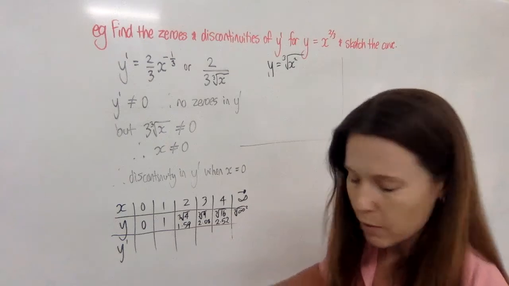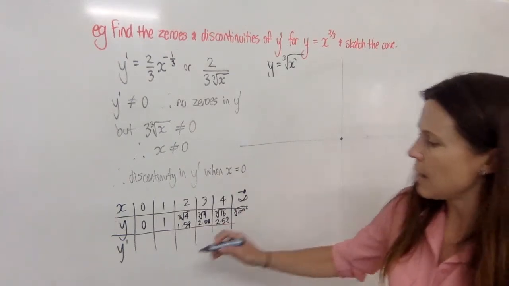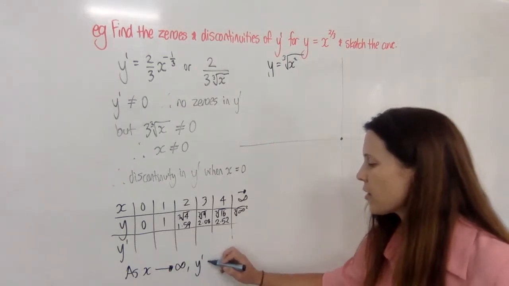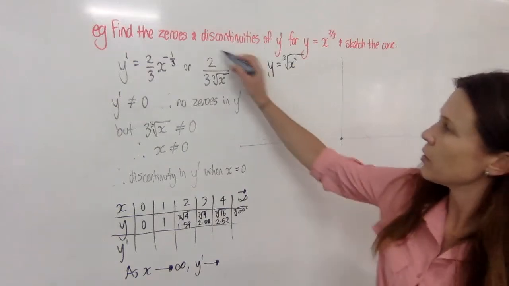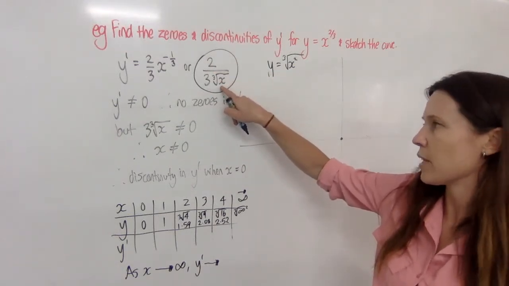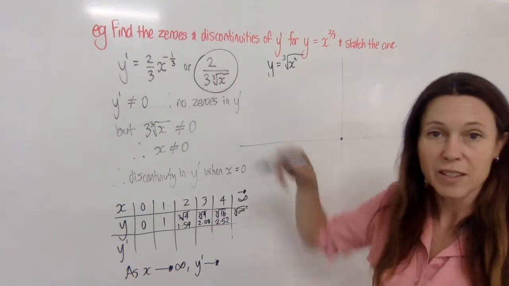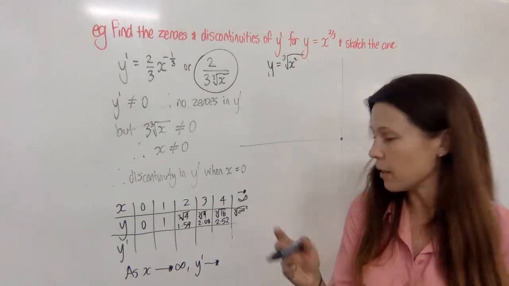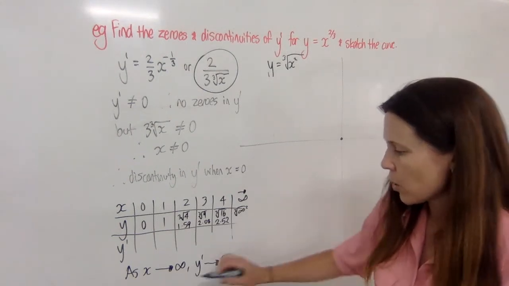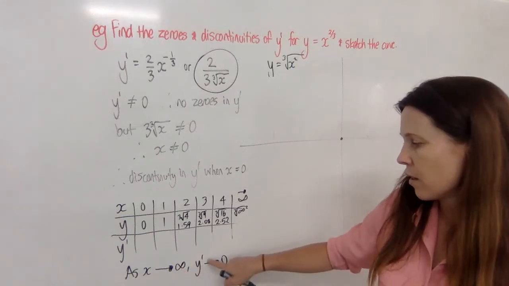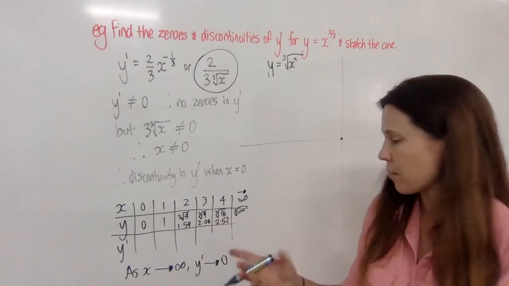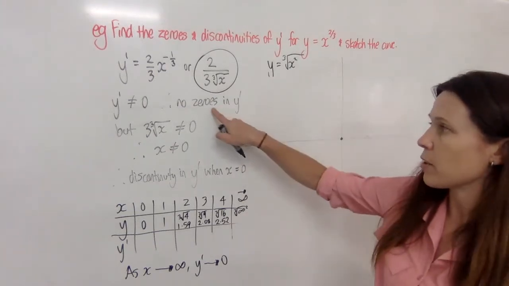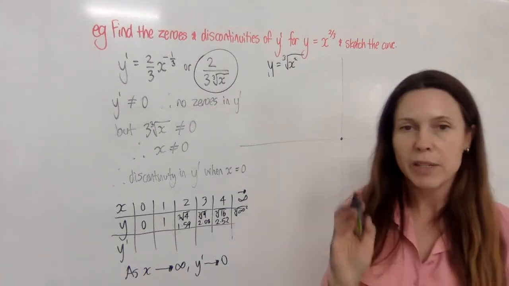But if we look at what's happening with our gradients, as x gets really, really big, what's y dash going to do? Well, it's got this formula. As we have a giant number here, and we take the cubed root of it, it's still going to be massive, right? And so if we've got 2 over 3 lots of a huge number, it's going to tend towards 0. So as x approaches infinity, y dash, which is the steepness of the curve, is approaching 0, so that tells us it's flattening out. Now it's never going to get fully flat because there are no zeros in y dash, but it's getting flatter and flatter.